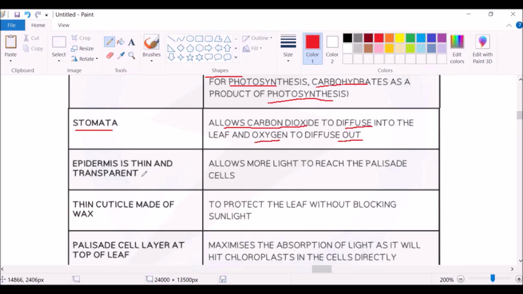The upper epidermis is thin and transparent. This allows more light to reach palisade cells. The cuticle is thin and made of wax. This protects the leaf from water loss without blocking sunlight.